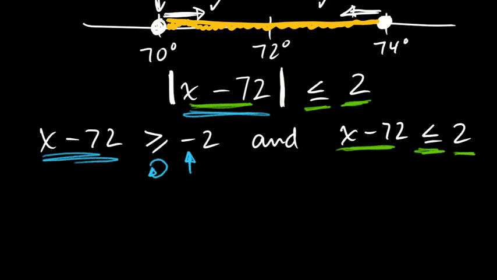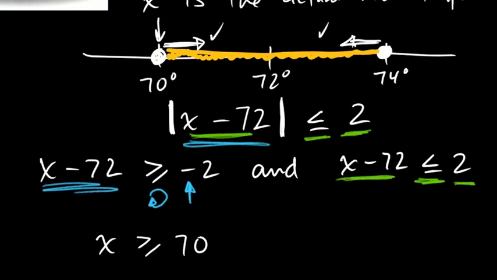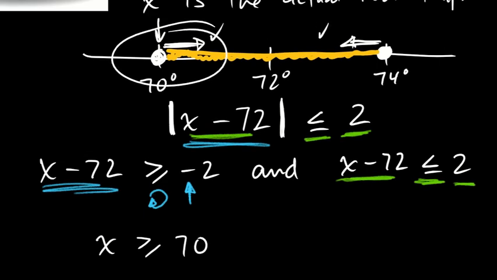Now, solving this is straightforward. I'm just going to add 72 to both sides. So I could say x has to be greater than or equal to, if I'm adding 72 to both sides, this becomes 70. So you can see that's the situation that's happening over here. x has to be more than or equal to that lower bound, and at the same time, x has to be less than or equal to the upper bound, which is 74 degrees.